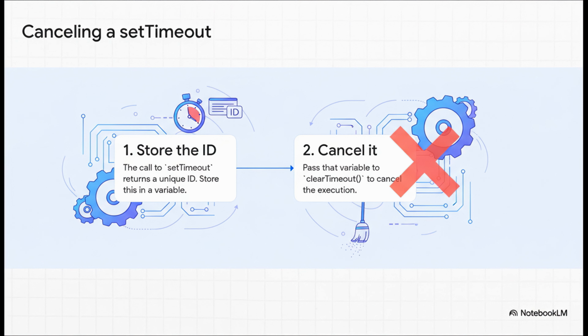So what happens if you set a timer and then change your mind? No problem. When you call setTimeout, it actually gives you back a unique number, a timer ID. You just save that ID in a variable. Then, if you decide you don't want the timer to run after all, you just call clearTimeout and pass it that ID. It's like it was never even set.